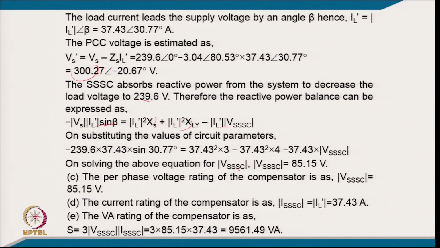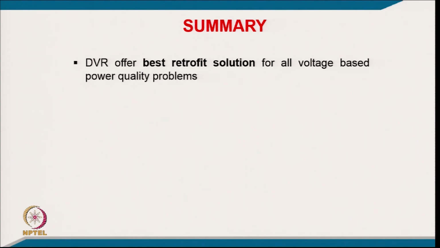So, substituting the values we get the series compensator voltage equal to 85.15 volt, and the per phase voltage rating of the compensator is the same, 85.15, and the current rating is the same as the load current that we calculated earlier. It comes to 37.43, and the VA rating will be 3 times the compensator injected voltage multiplied by the current, and it comes to 9561.49 volt ampere.